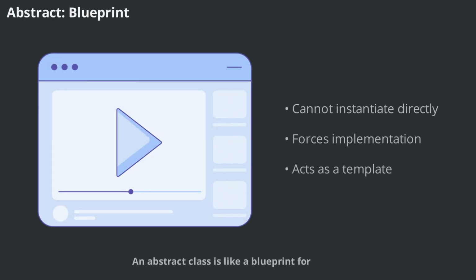Abstract class is like a blueprint for a house. You can't live in the blueprint itself, but you can build a real house from it. Abstract classes can't be instantiated directly and require subclasses to implement their abstract methods. This ensures that every subclass provides its own version of the required functionality, maintaining a consistent structure.